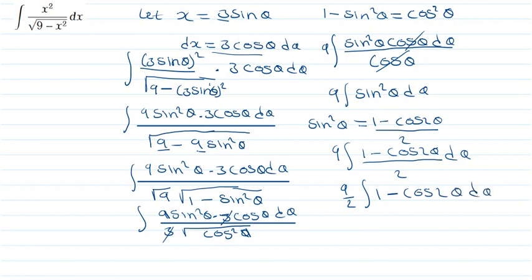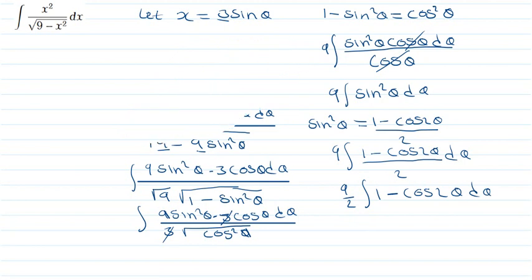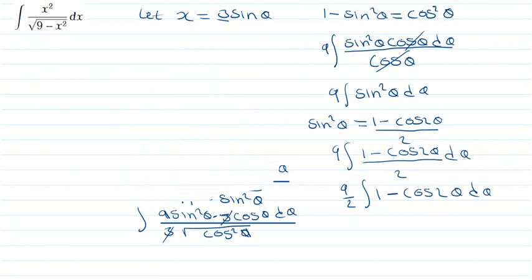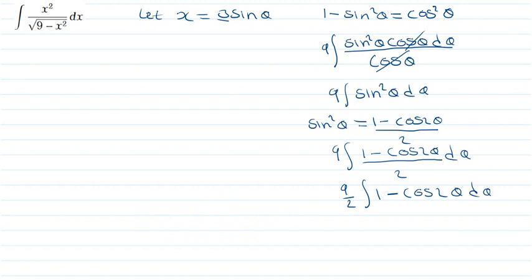Integrating this now becomes easy because I'm just going to apply the normal integration, where I will say 9 over 2, then open the integral of 1 with respect to theta, which is simply theta, minus the integral of cos. The differentiation of sine is cos, so here the integral of cos will be sine.